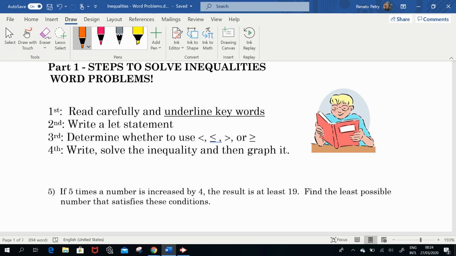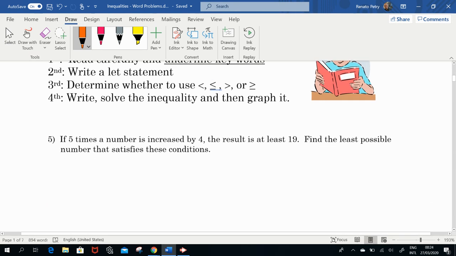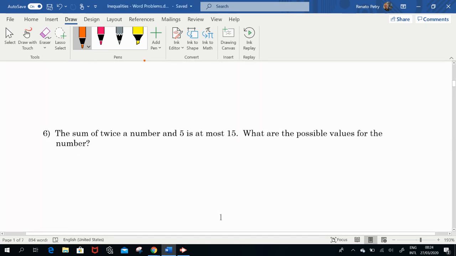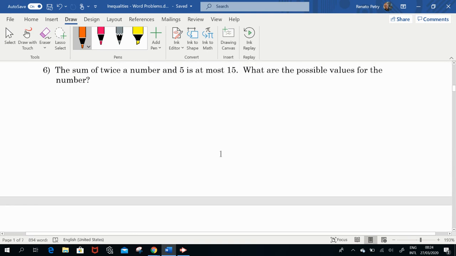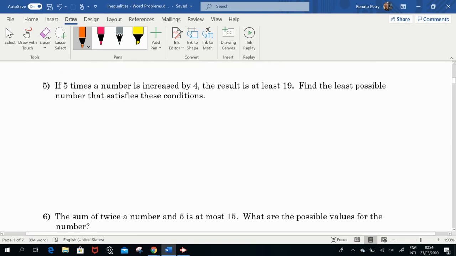Number 2, write a let statement, where you let me know what your variable means in the situation. Then 3, determine whether you're going to use less than, less than or equal to, greater than, or greater than or equal to. Then after that, you're going to write, solve, and graph. So let's see number 5. We're going to do number 5 together and number 6. Then after that, it's you and you.